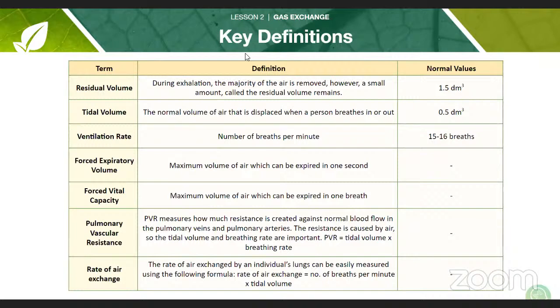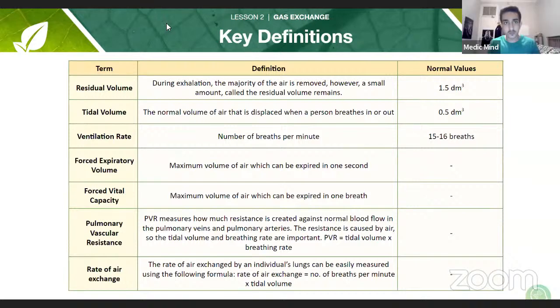Got a couple of questions. For the residual volume, is it talking about air removed from the alveoli? No, it's talking about the air left over with the alveoli once the alveoli is finished contracting. Because again, remember, this is about pressure gradients. At some point, the pressure is going to equalize. At that point, there's going to be some volume left over.